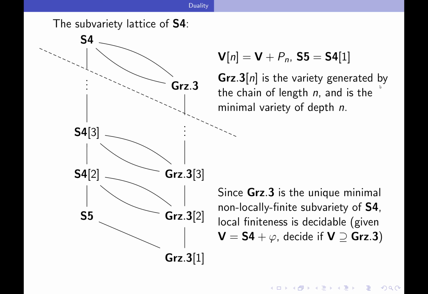And so actually what we get from this, since Grzegorczyk 0.3 is the unique minimal variety of infinite depth, we actually get decidability. So if you give me a variety of S4 algebras, say presented by identities, I can decide if it's locally finite. All I have to do is decide if the variety includes Grzegorczyk 0.3, which, if you turn that around, just means that I need to show that the axioms of Grzegorczyk 0.3 prove the axioms you gave me. And S4 is a decidable logic, so I can do that, right? So we get an algorithm to decide if any given variety is locally finite.